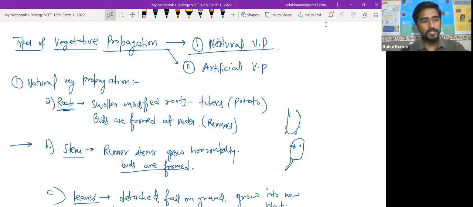Now, vegetative propagation is of two types, naturally occurring and artificial ones that we do. You all can see the screen that I'm sharing. The screen is visible, right?